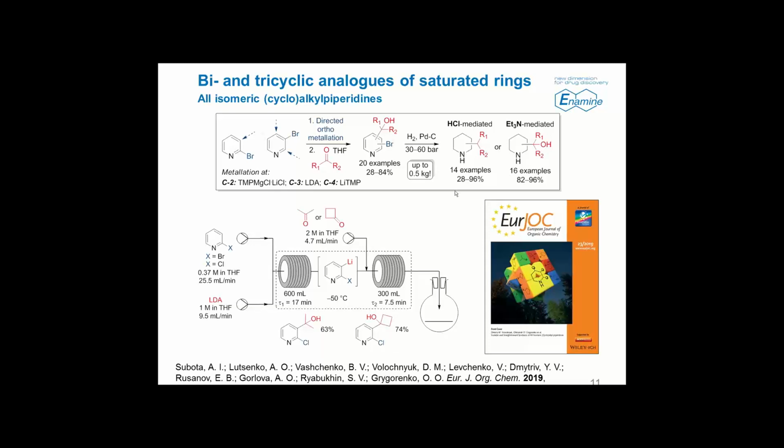And this sequence was so efficient that we have even performed it in flow reactors, as you can see from this scheme, so that truly large bulk quantities were obtained. This was published in Eur. J. Org. Chem. and highlighted by this nice cubic Rubik-like cover picture.